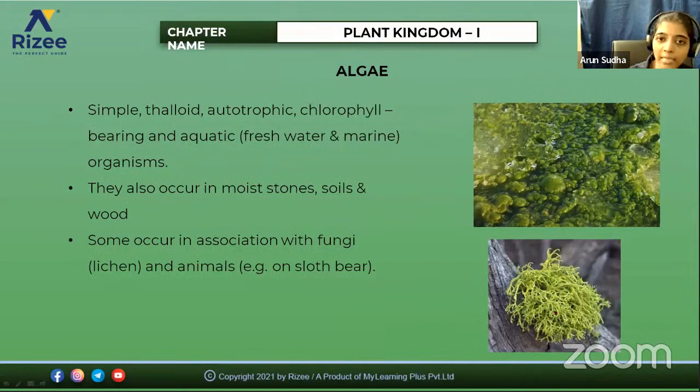So next we'll see in detail about the algae, which come under the plant kingdom. So first, the algae are simple thalloid, that is, we know the body is not differentiated into root, stem and leaves. They are autotrophic, they are able to produce their own food, and chlorophyll bearing. So they have the chlorophyll so that they are able to photosynthesize, and they are aquatic, freshwater and also marine organisms. So under the plant category, this comes as the first, and it is primitive. So the higher plants evolved from this algae.